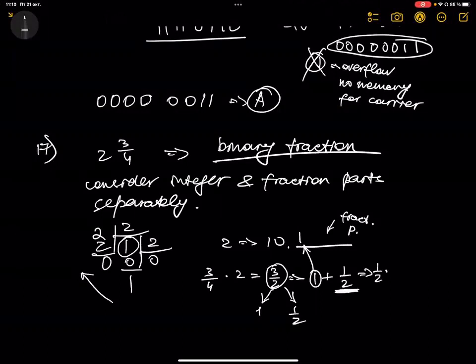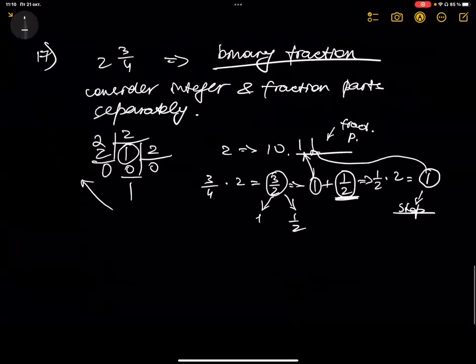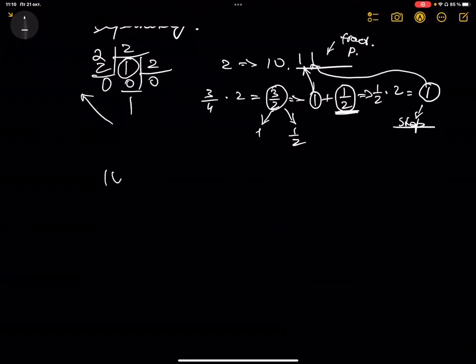You consider only this fraction part, and you keep multiplying it by 2 and you get 1. So that means stop, and just move that 1 here also. Okay, it's pretty easy. So now we have 10.11, and this is the binary fraction.